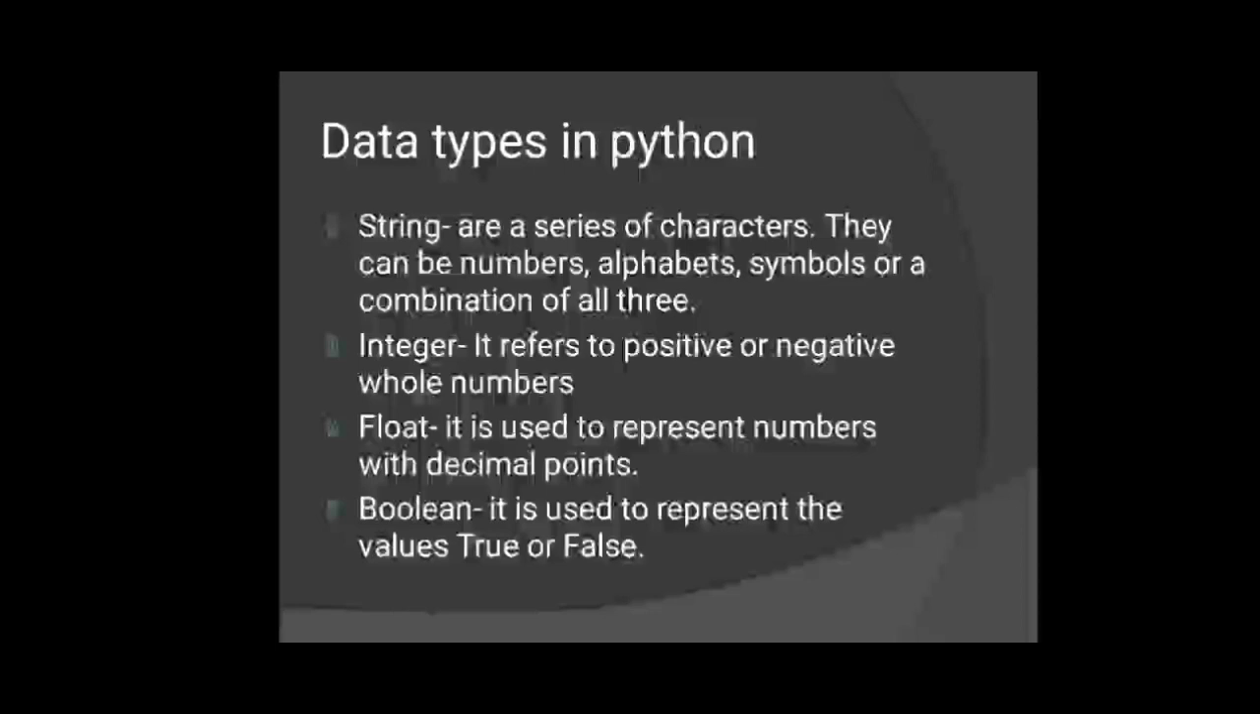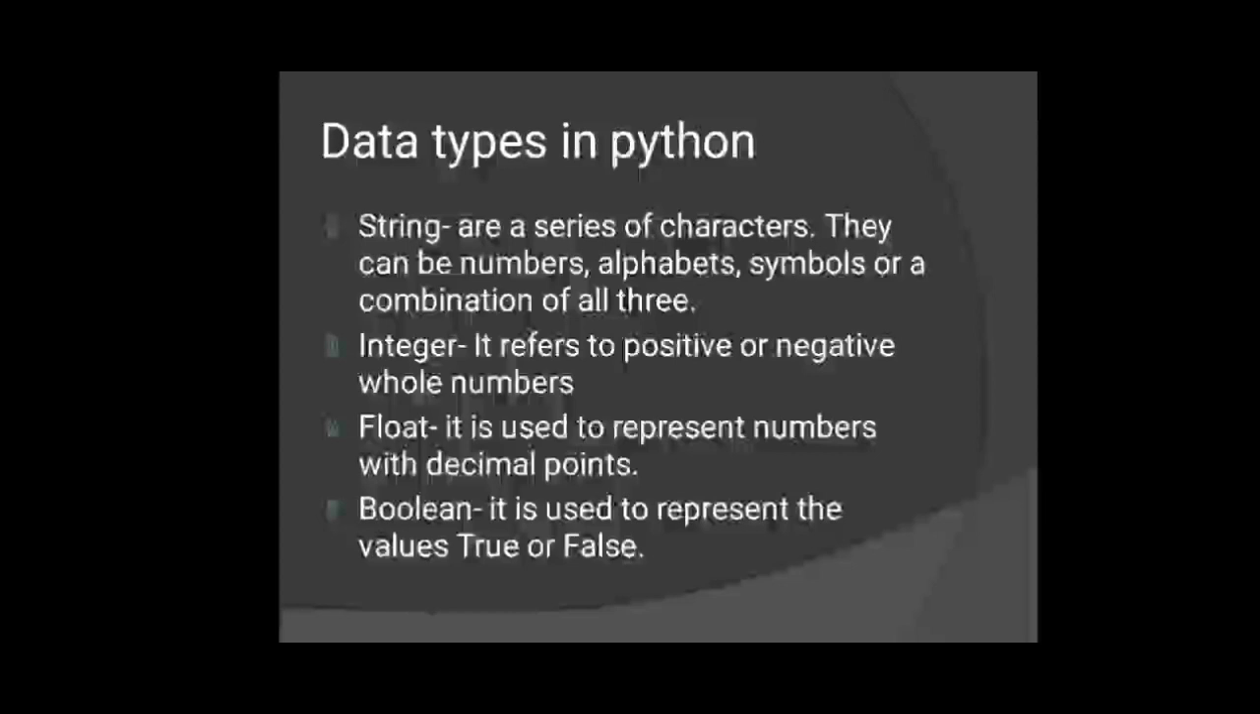Now, what are the data types in Python? There are basically four data types which we use. First, string, which is a series of characters. They can be numbers, alphabets, symbols or a combination of all three. The string content has to be written in double quotes or single quotes. Without quotes, it will be considered an integer.